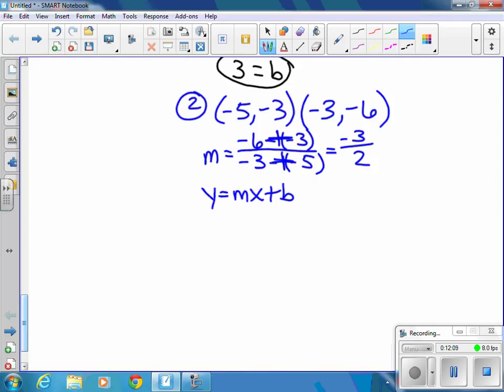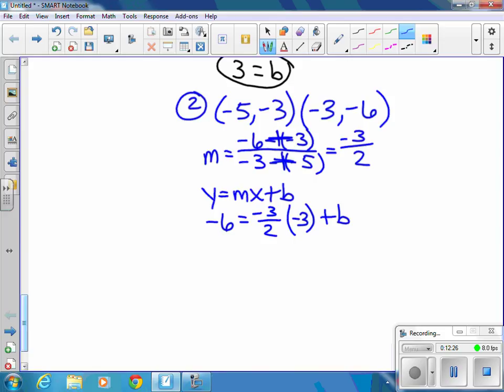Just pick one. So I'm going to pick the second one, just because I like the numbers better, but you can pick whichever one you want. It'll work out the same. In the y spot, I'm putting my -6. In the m spot, I'm putting -3/2 times x, which is -3, and then plus b, because I'm trying to figure out the b value this time.